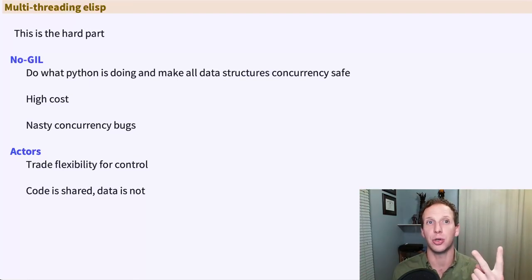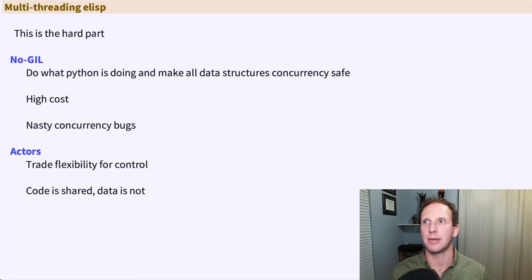There are really two ways you can do this. One is what I call the No-GIL method. This is what Python is doing, where you take all of your data structures, you make them concurrency safe, and then you just leave it up to the programmer to decide what they're going to do with it. They've got to build safe abstractions on top of that. One of the big downsides with this is that it comes with a pretty high cost.